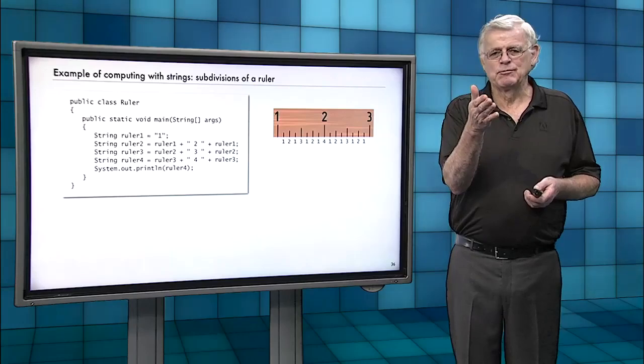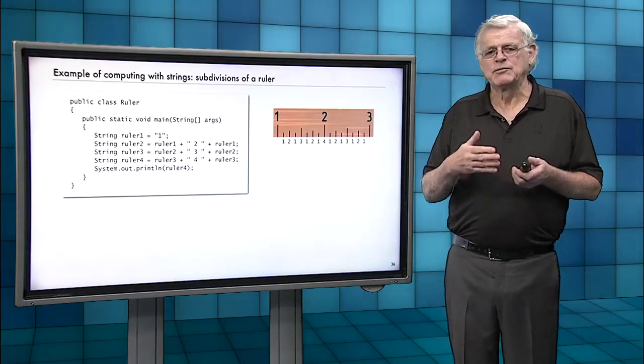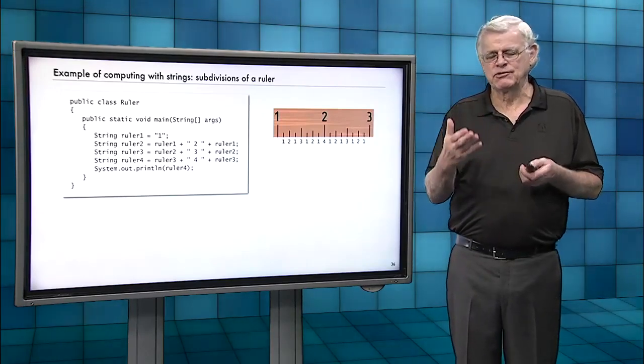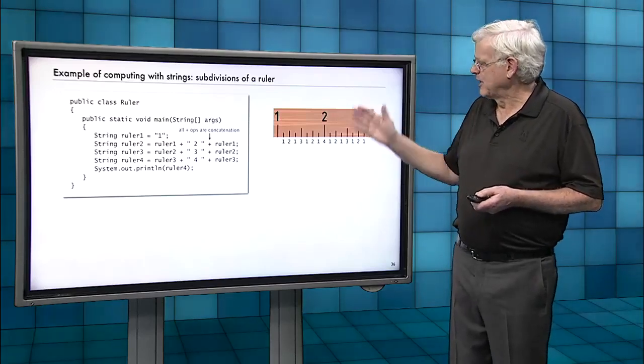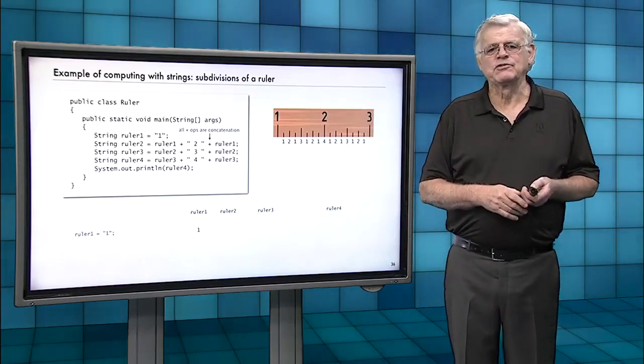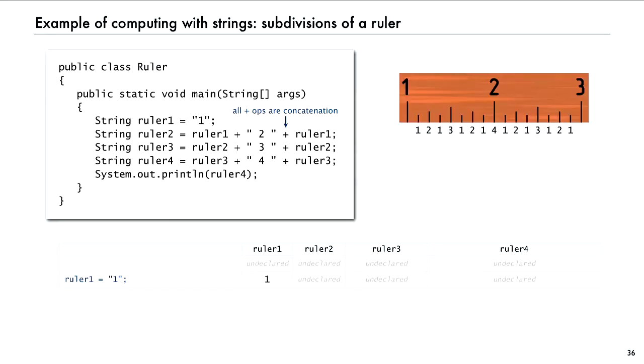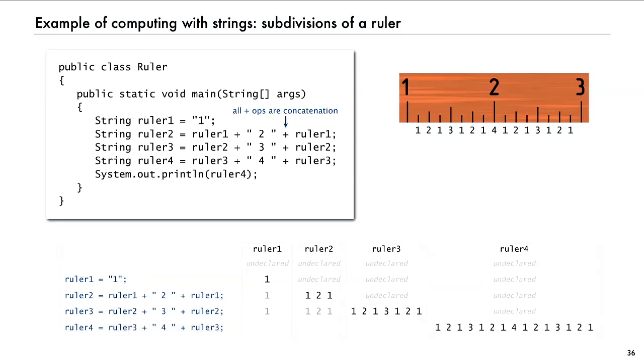And this is a really simple program that accomplishes that goal just by using concatenation to build up a big string. Now all the operations are concatenations, and again we can write a trace to see what this thing does. So the first thing sets ruler 1 to just the 1 string. And then ruler 2 is that 1 plus space 2 space plus another 1. And then the next one takes that string and then puts a 3 and then another copy of that string. And then ruler 4 does it to get 4.